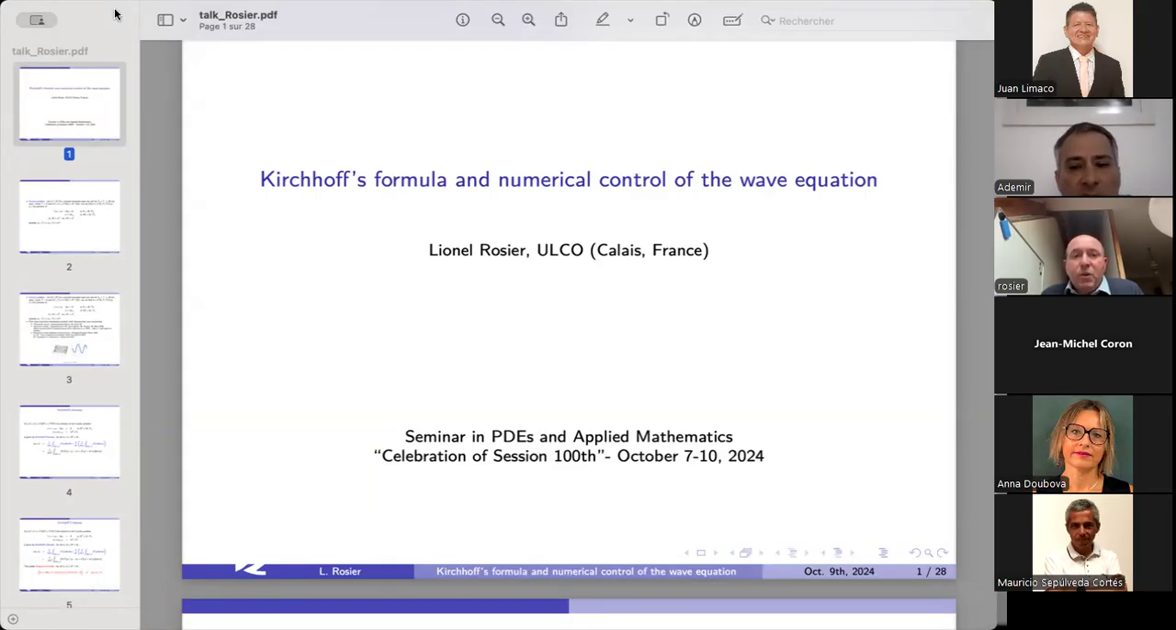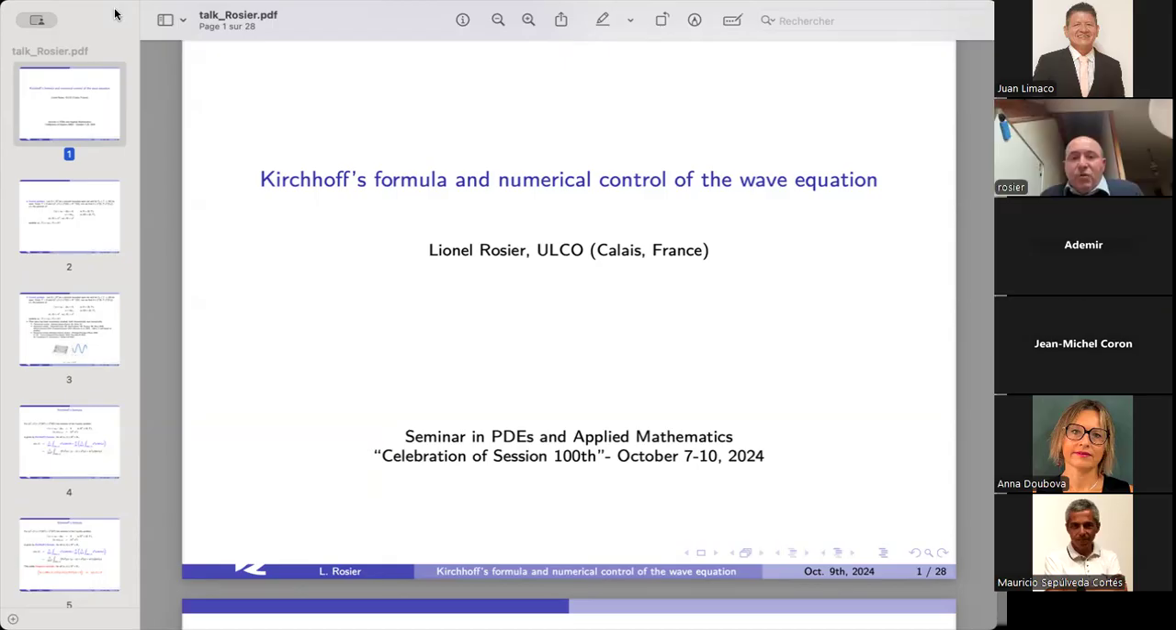So I will talk about some recent subjects that I investigate with many people. It's about the use of Kirchhoff formula in control theory. And the idea actually is to try to extend to dimension 3 the result we have in dimension 1 with D'Alembert formula.